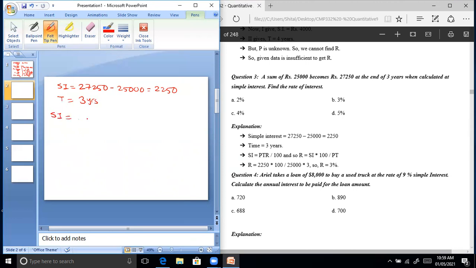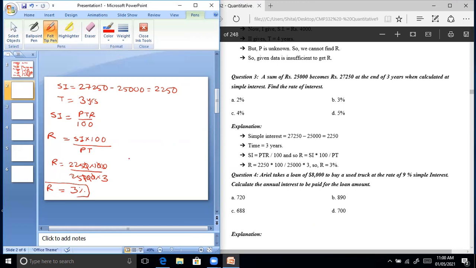So how will we calculate SI? SI is P, T and R divided by 100. You have to find R, so R equals SI into 100 divided by P and T. So R equals SI, which is 2250 into 100, principal value is 25,000 into time period, given as 3 years. Calculate this, and you will get 3% as the rate of interest. Okay, this is the solution.